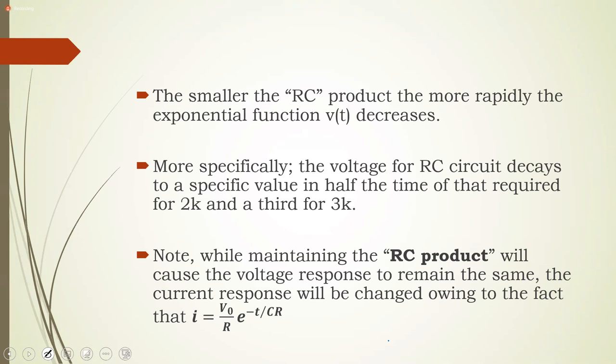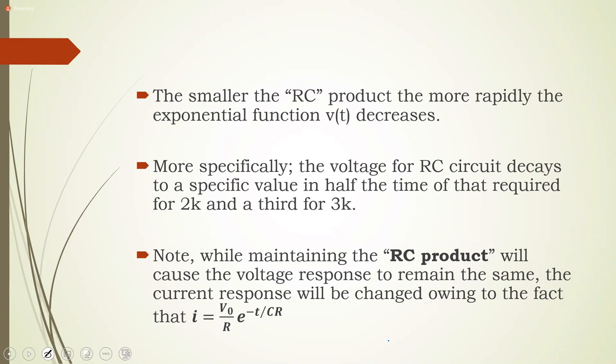The current response, however, would change. Because if I change the R value, then V over R would change. The voltage response will remain the same because we're dealing with V0 e to the minus t over CR. But because I'm changing the values of R and C, the current response will change because I'm dealing with V over R, and the R value has changed. So the current response will change, but the voltage response would remain the same if, when I multiply the R and the C, I get the same value.